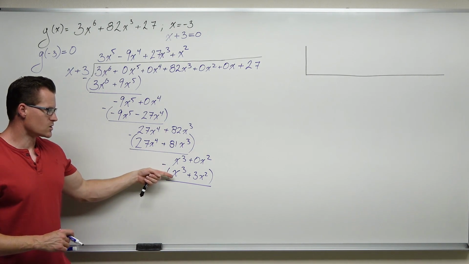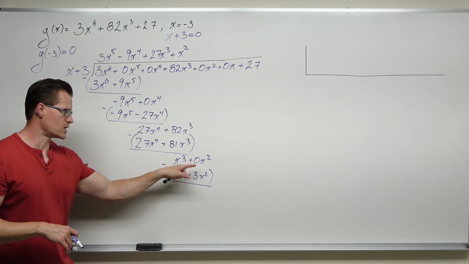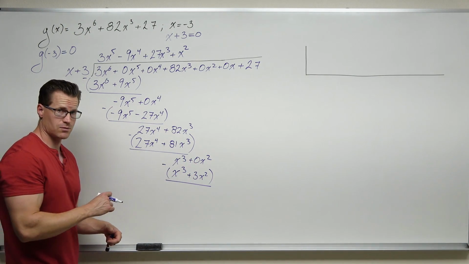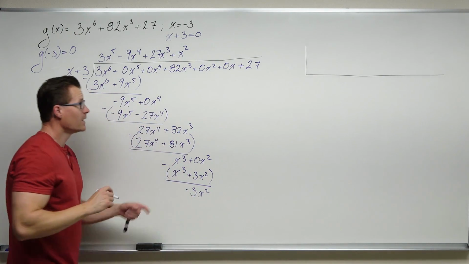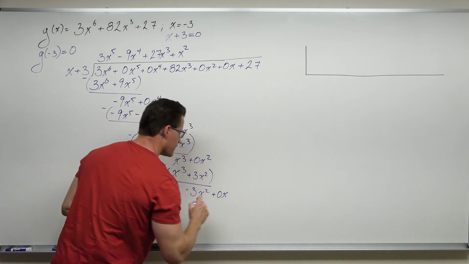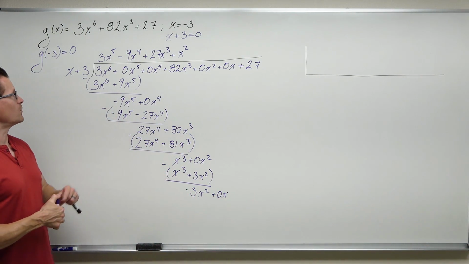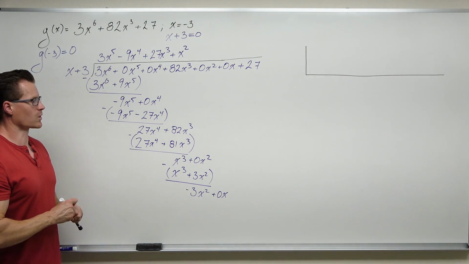X cubed minus x cubed, that's 0. 0 minus 3. Remember our sign shade. 0 minus 3 is negative 3x squared. And I bring down my 0x. We actually know it's going to work out because we already checked it. So that's kind of cool. That's encouraging that we know what we're going to get.